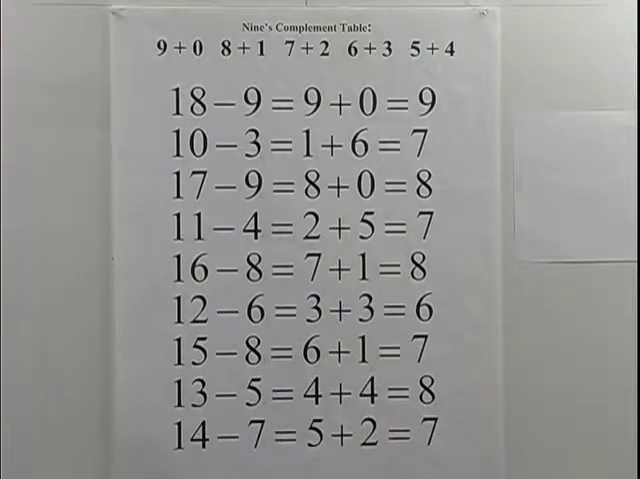18 minus 9. 1 and 8 is 9. 9's complement of 9 is 0. 9 and 0 equals 9. 18 minus 9 equals 9. That is the correct difference.